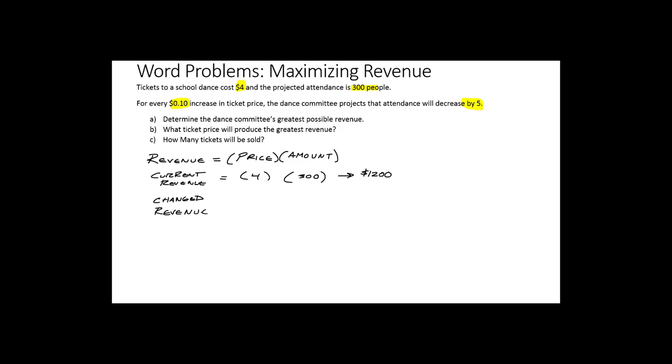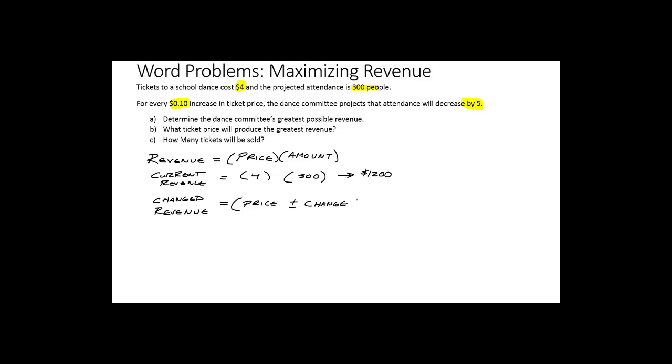Now here's what it's going to look like. I'm going to write it out, and then describe it. We start with our starting price, and what we're going to do is add to it the change. What is it changing by?